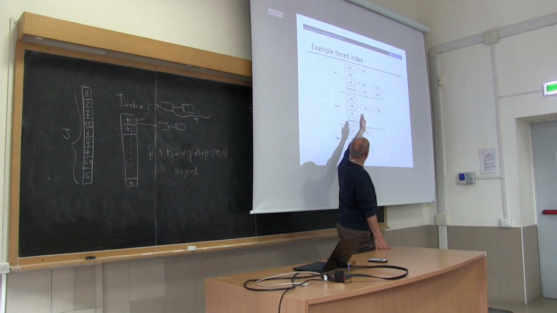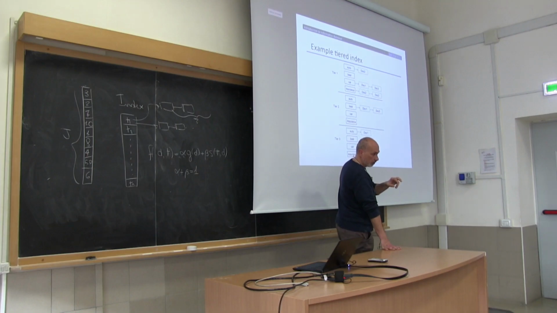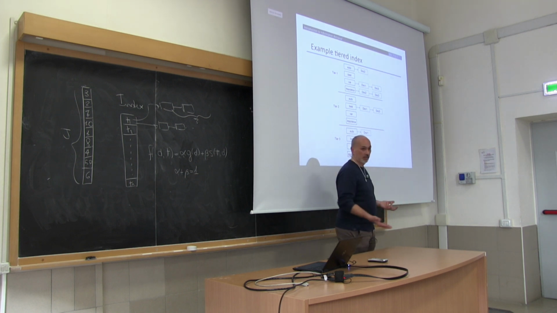So why do you fail? Because, for example, if it is best car insurance, you will just fail because you will not have any document containing best, right? So you retrieve two documents. You retrieve actually doc 1 and doc 3. No, sorry, not doc 1. You retrieve doc 3 from the first two posting lists, right? But you're missing any document containing best.